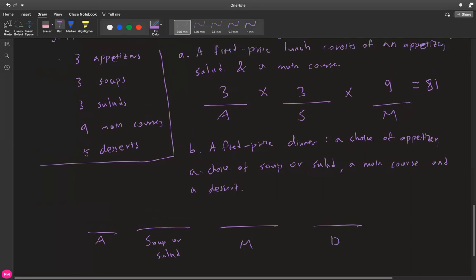So let's look at the menu here. We have 3 different choices of appetizers. And for soup or salad, you can choose either. In this case, you actually have a total of 6 different choices. So you can choose one from any of the 6 entries. So it's now 3 plus 3, so 6. For the main course, we have 9. And lastly, for dessert, we have 5. And if you simply multiply them all, you're going to get 810.